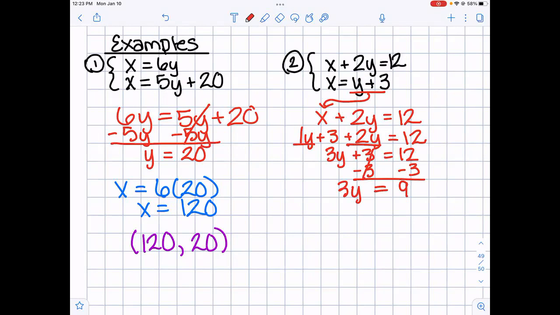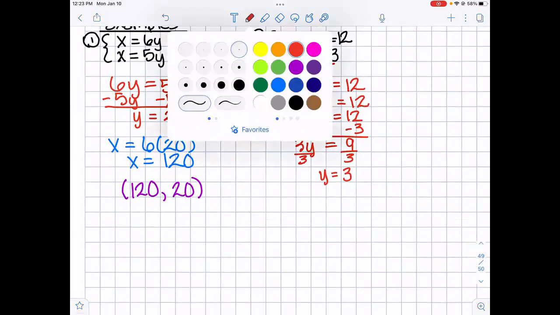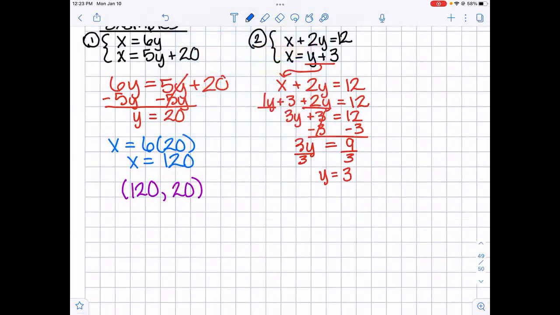Divide. Divide, because we're solving for y. So we got to divide by 3. Y equals 3. Okay, so I have y.